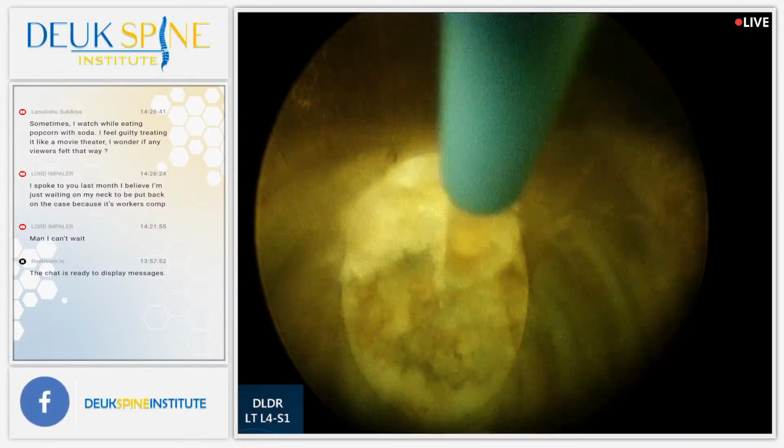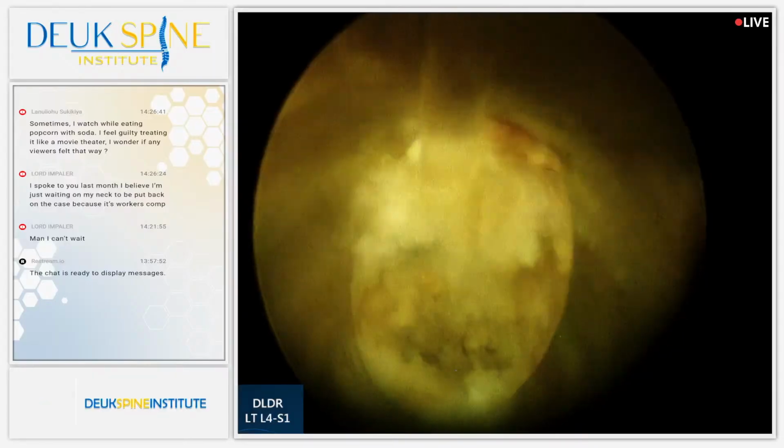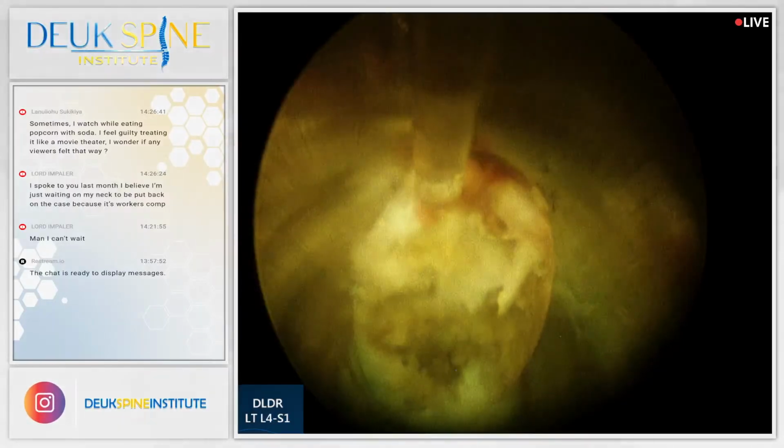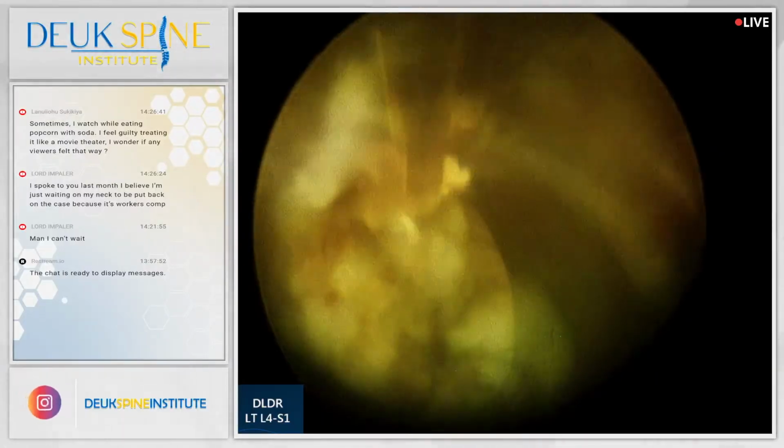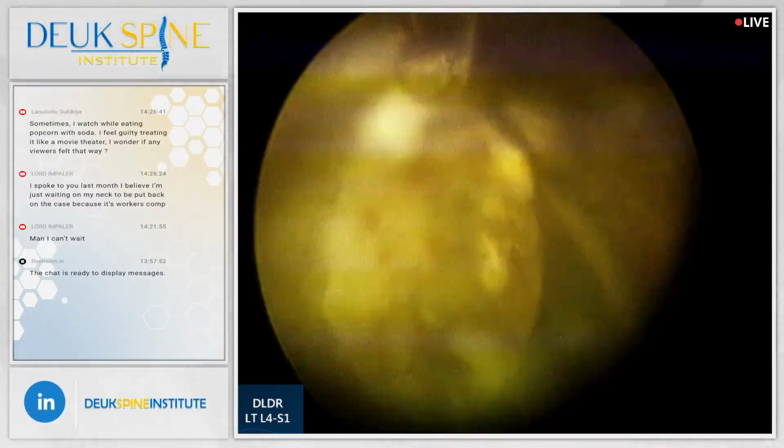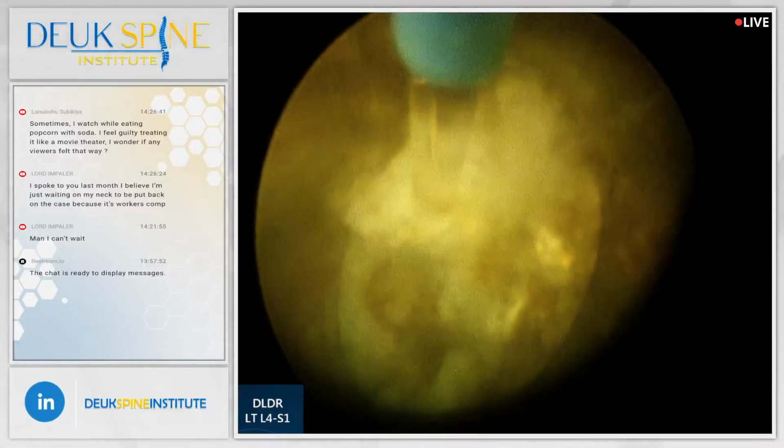The laser fiber, the glass, is about 1 millimeter wide. There's the tear right there, and there's some more inflammatory tissue. We can see.